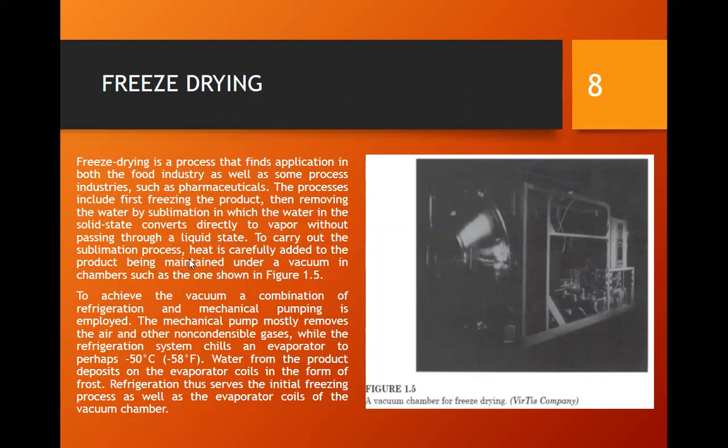To carry out the sublimation process, heat is carefully added to the product being maintained under a vacuum in a chamber such as the one shown in Figure 1.5. To achieve the vacuum, a combination of refrigeration and mechanical pumping is employed. The mechanical pump mostly removes the air and other non-condensable gases, while the refrigeration system chills an evaporator to around -50°C or -58 Fahrenheit. Water from the product deposits on the evaporator coils in the form of frost. Refrigeration thus serves the initial freezing process as well as the evaporator coils of the vacuum chamber.